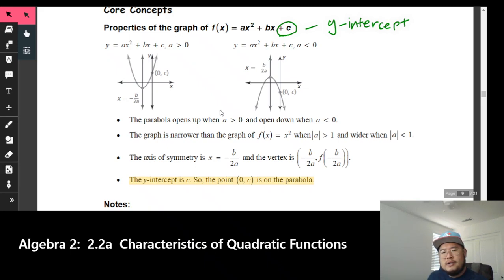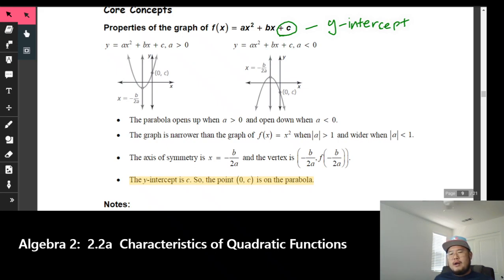The graph is narrower, at the second bullet, than the graph of f of x is equal to x squared when the absolute value of a is greater than 1. And it's wider when the absolute value of a is less than 1. Think about this. We've mentioned vertical stretch and shrink. Okay, so in vertical stretch, that's when our a value is greater than 1, right? When it's a vertical shrink, that's when the a value was less than 1 and greater than 0.